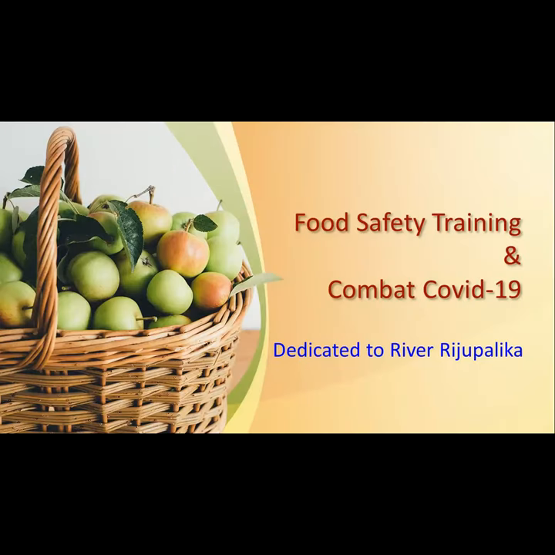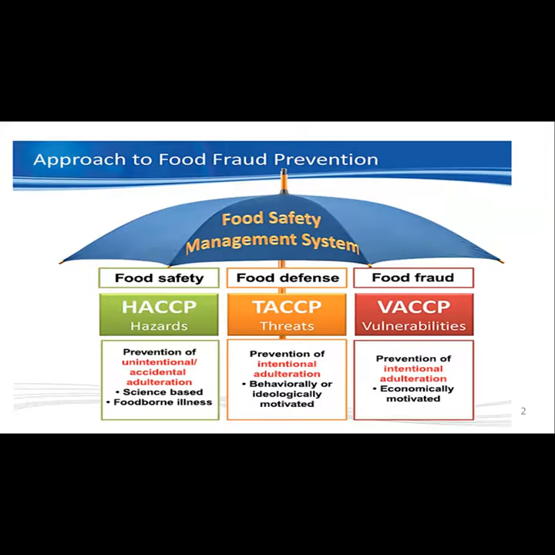Let's start with the hazards, HACCP, TACCP, and VACCP. These are the most critical things in the food industry nowadays. As we know, in a food safety management system there are three pillars. First is HACCP, which is the prevention of unintentional, accidental adulteration or foodborne illness in our food. The main motive of this principle is to preserve our food and keep it safe. We have to provide safe food to the market for anyone to consume.